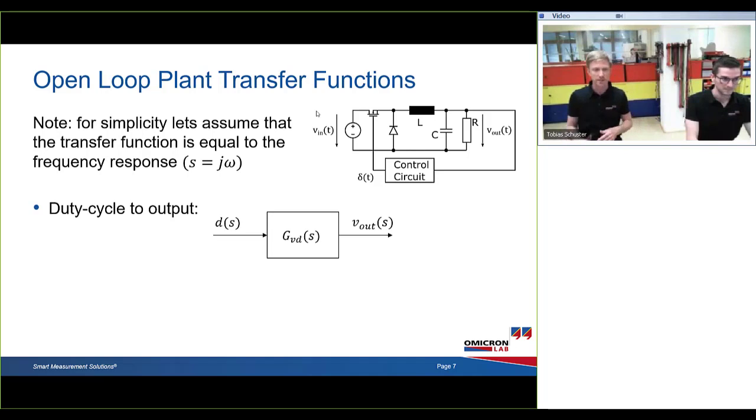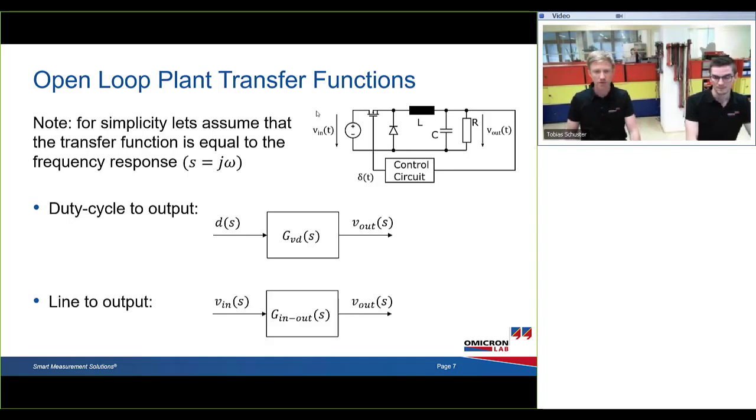So let's see, what do we have? Of course, we have a duty cycle to output transfer function, where d(s) is the change in the duty cycle that enters into the transfer function block. In this case, we have the G_vd, so that means the duty cycle to output transfer function, and the result, of course, is the change in the output voltage. So that describes how changing the duty cycle changes the output voltage.